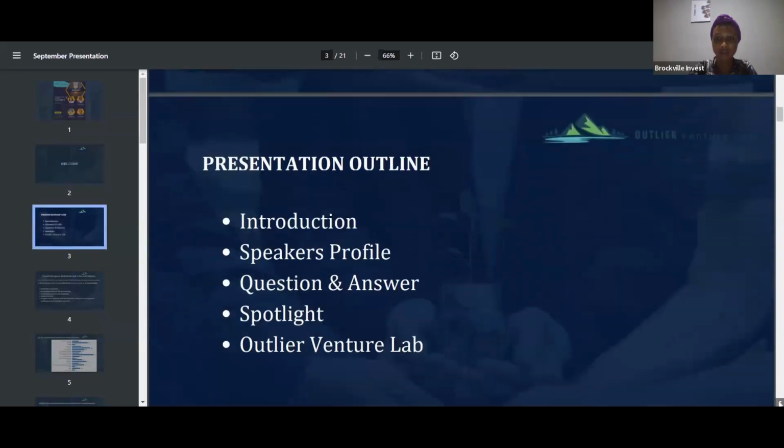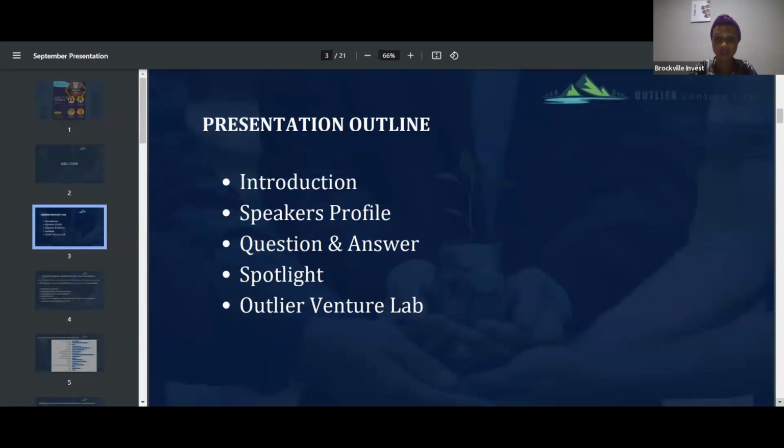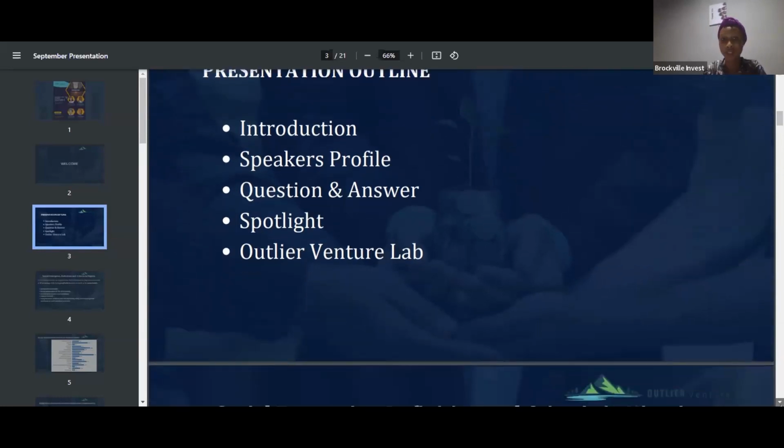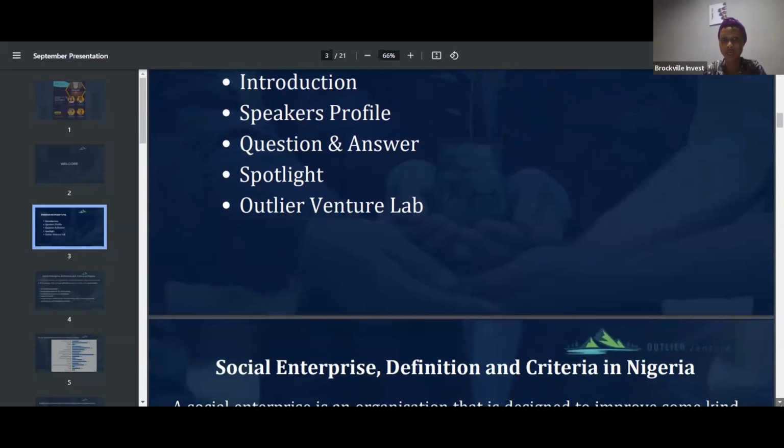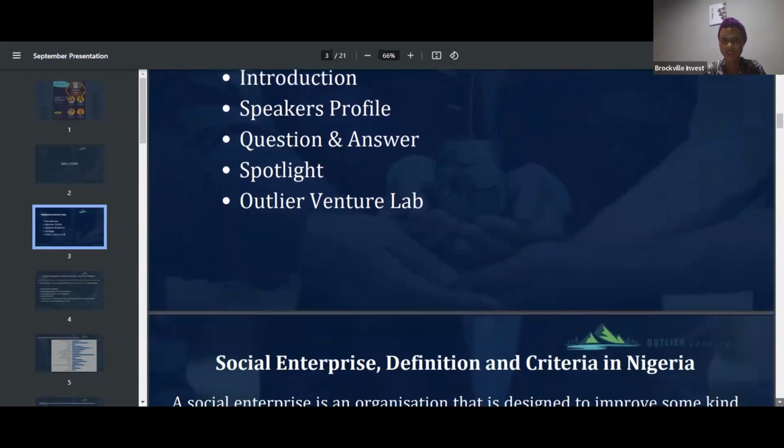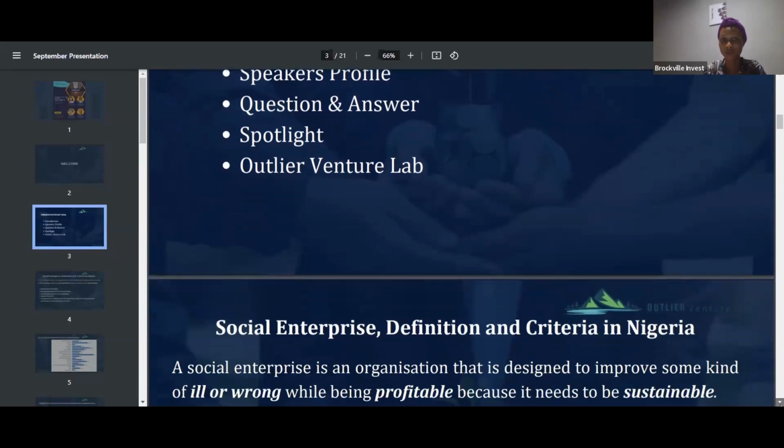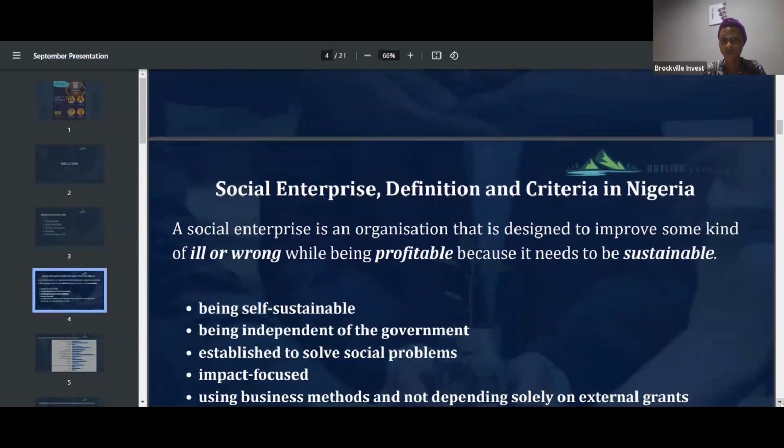This is our presentation outline. I'll make a quick introduction to what the lab is all about, the speakers' profiles, a question and answer session, and our spotlight on what Outlier Venture Lab has for us. The topic is unleashing funding for your social enterprise.